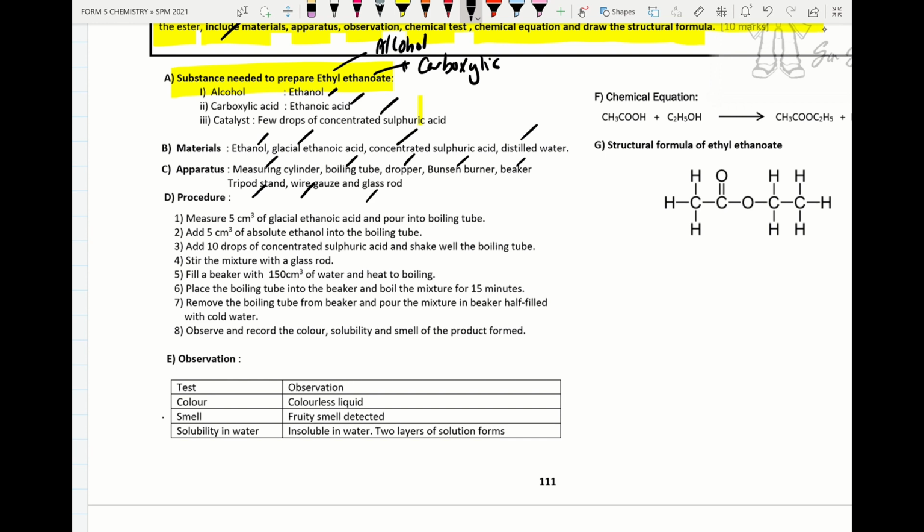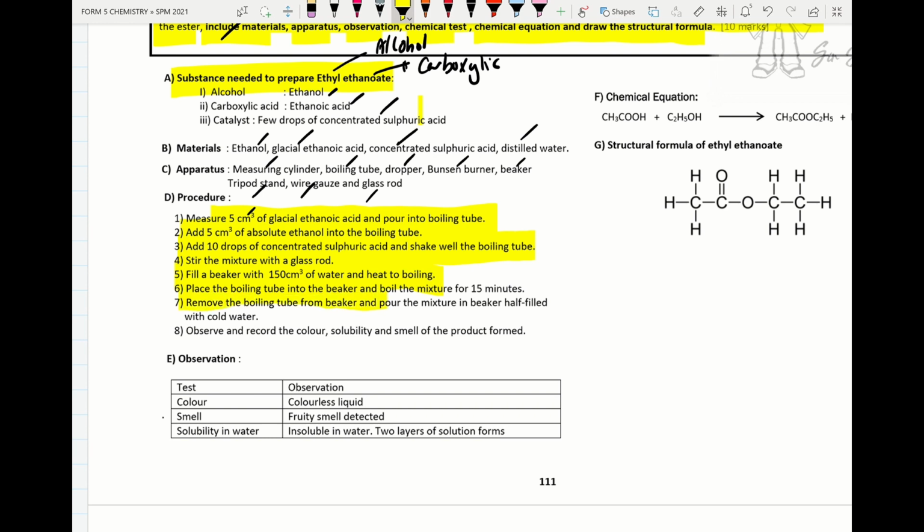So we try to measure. For the procedure, measure and pour 5 cm³ of glacial ethanoic acid into a boiling tube. Add 5 cm³ of absolute ethanol into the boiling tube. Add 10 drops of concentrated sulfuric acid and shake the boiling tube well. Stir the mixture with a glass rod. Fill a beaker with 150 cm³ of water and heat to boiling.